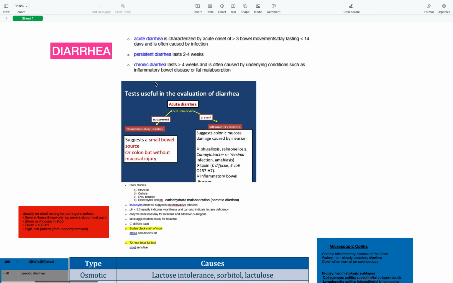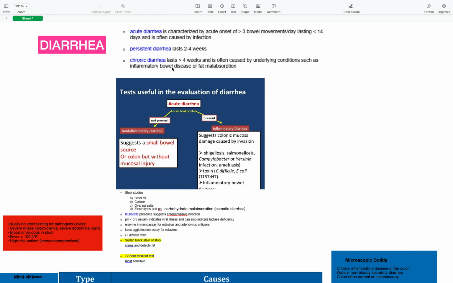So let's talk about acute diarrhea. So if a patient presents to you with more than three bowel movements per day lasting less than 14 days, that means that the patient has acute diarrhea. In addition, what you need to look for in the history is if the patient is having severe diarrhea. Now, this thing in red means that the patient has severe illness.